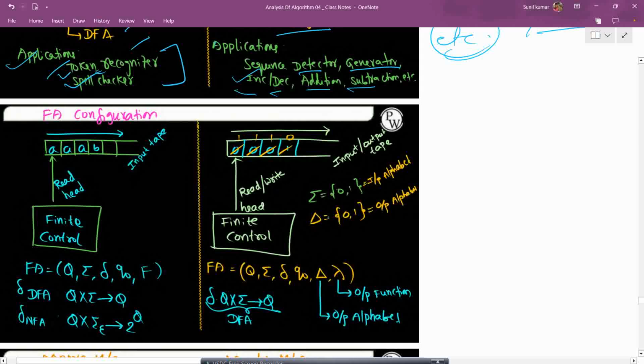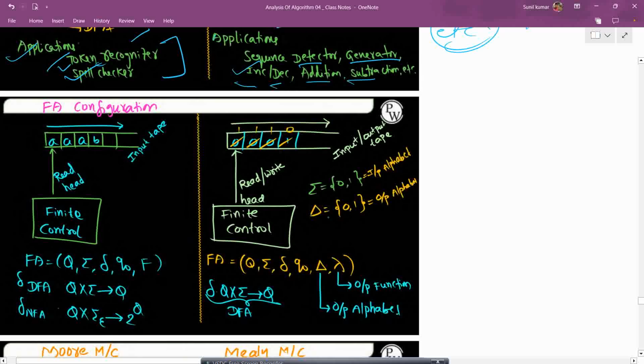So how finite automata works is that there is an input table. There is a string. First read this string. It reads A, then goes for this, then for this, for this. At the end of the string, if the state of the FA is final, then accept, else reject.